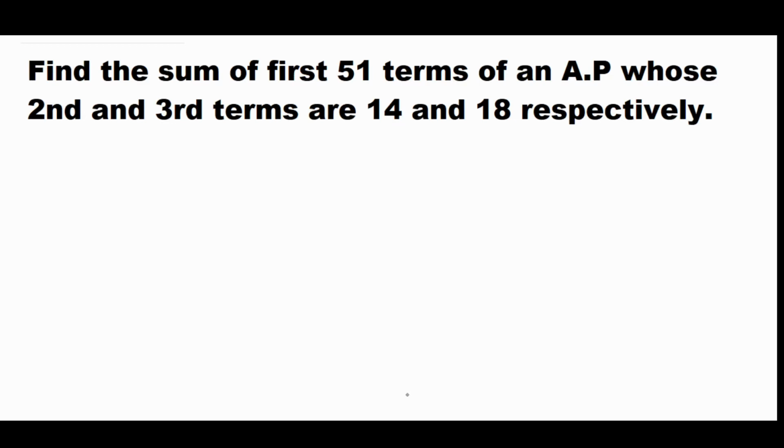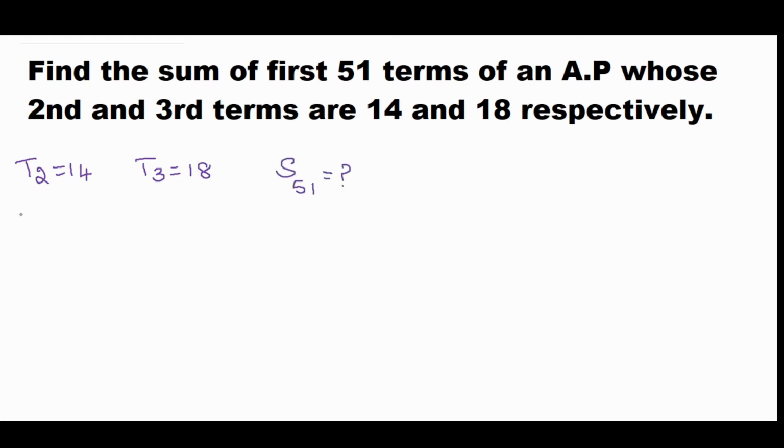The second problem. Find the sum of first 51 terms of an AP whose second and third terms are 14 and 18 respectively. So we need to find the sum of first 51 terms. They have given the second term, T2 is 14. Next I have T3, which is 18. So I have T2 and T3, and I should find S51.